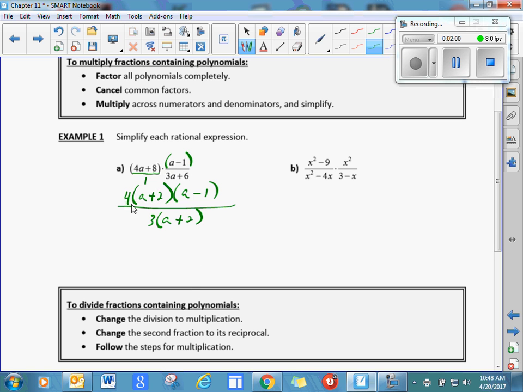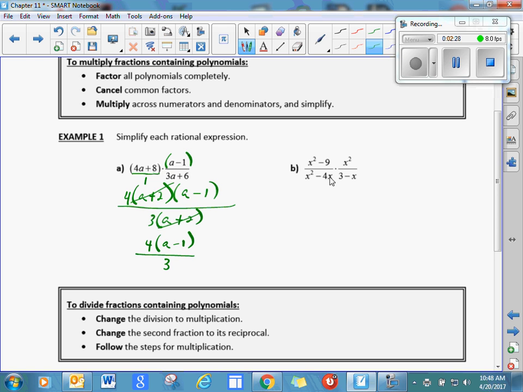So now we've got all factors in the numerator and the denominator, and we're looking for what will cancel out and make the clever 1. So a plus 2, a plus 2. Do we have anything else? I don't think so. So it's just 4 times a minus 1 all over 3. And again, you don't have to multiply this 4 and make it 4a minus 4. This is considered simplified. Let's look at the second example.